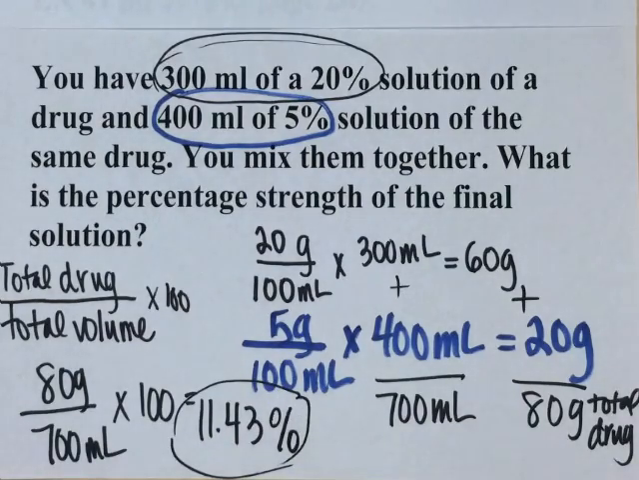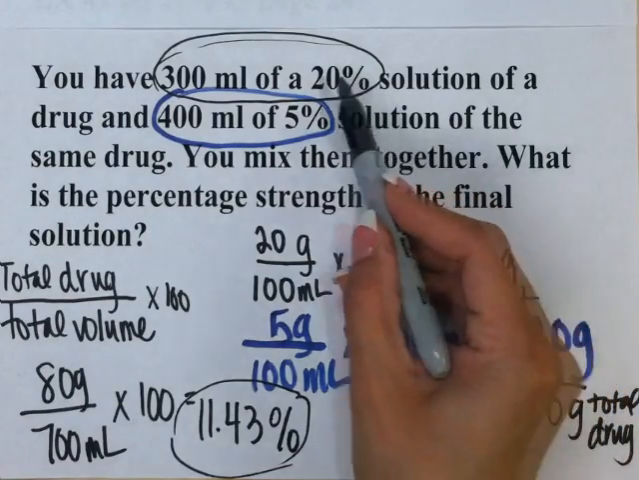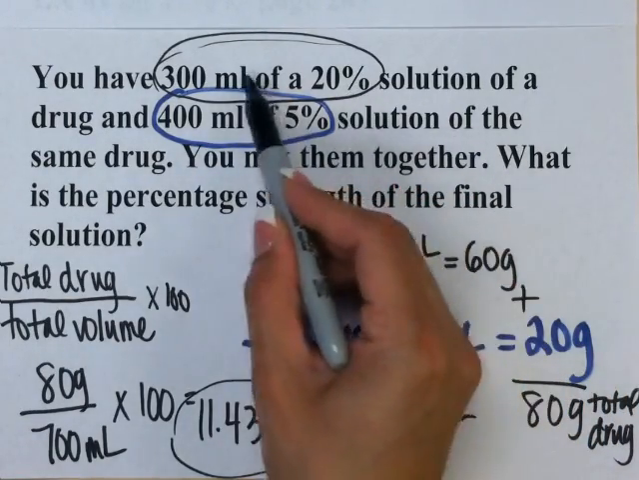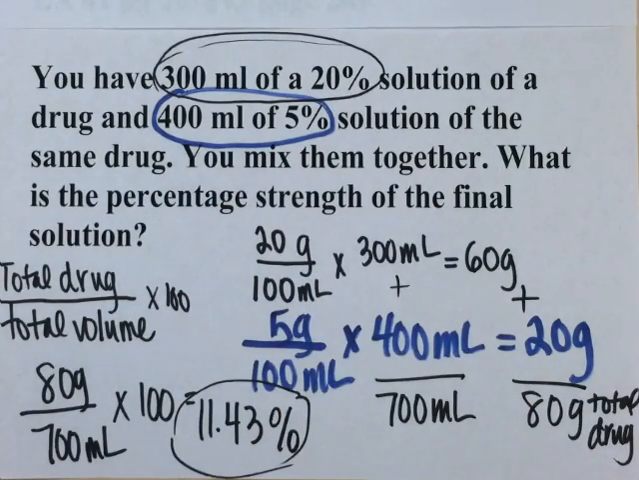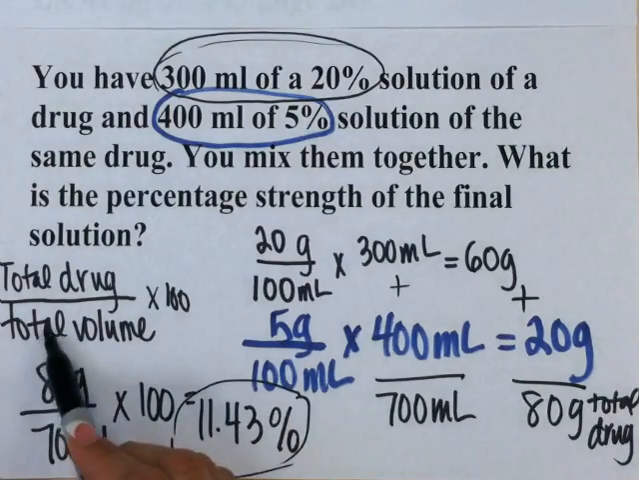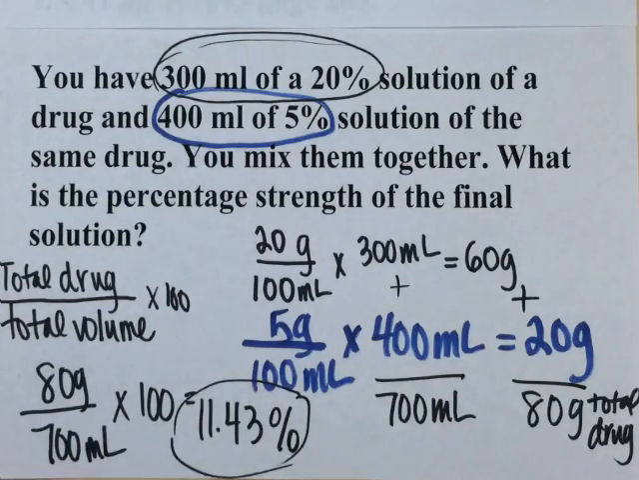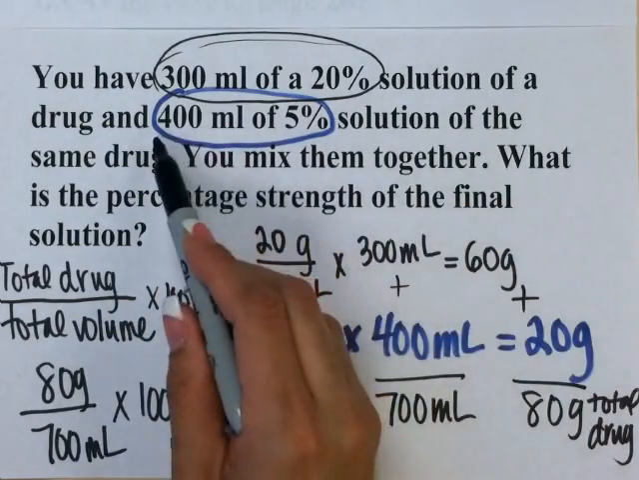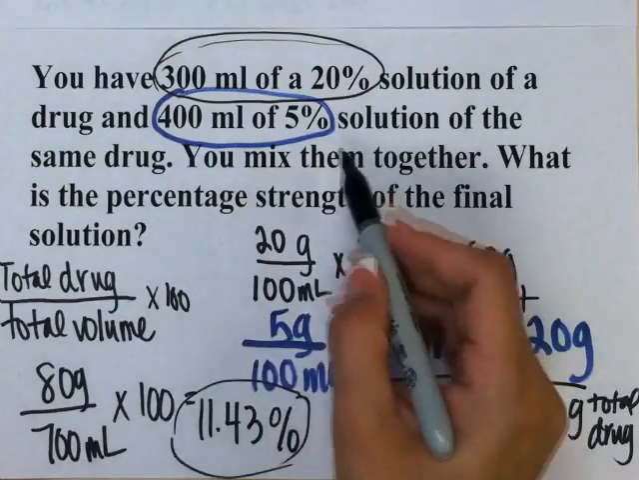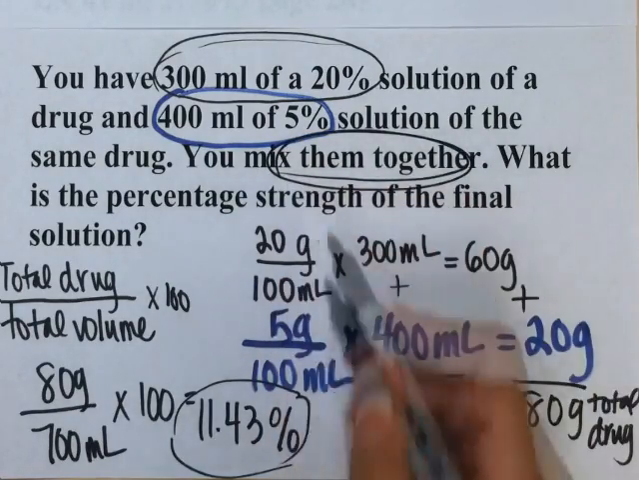So just remember, it's a two-step solving. First, finding the total drug. It's helpful to circle each ingredient so you don't mix that up with another volume. Circle the volume with the corresponding percentage. Find the total drug. Then make sure you find the total volume. In this case, we're adding. See, we have 300 mLs and 400 mLs. We mix them together. This is adding.